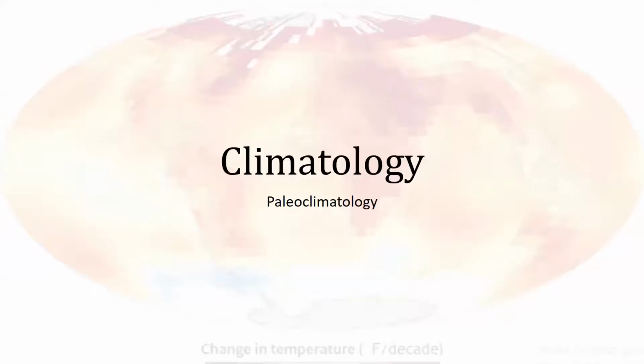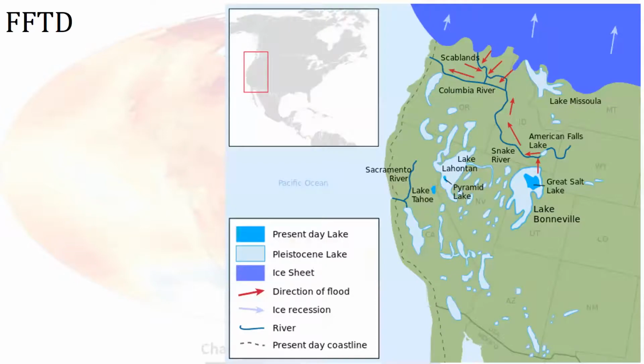Hi everyone, and welcome back to the second lecture in understanding paleoclimatology. Sort of the past 2.5 to 3 million years of temperature, and how we use proxies and everything to reconstruct that. Fun fact for the day.